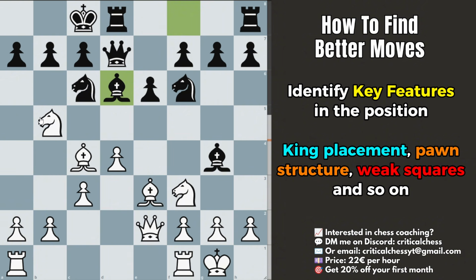So the first thing you need to do is you need to identify key features in the position. That could be a pawn structure in a lot of positions. That could be the placement of the kings, and you need to act according to those features. So in this case, that would be the opposite side castling, and you need to start a pawn storm.